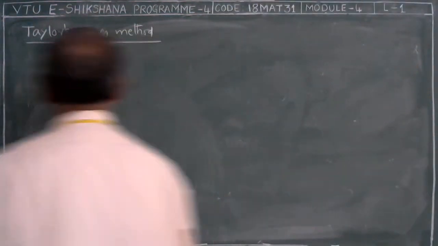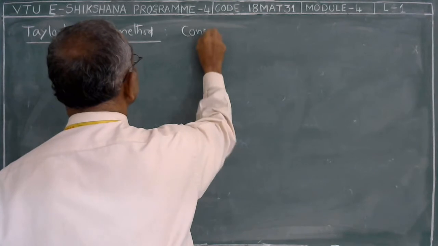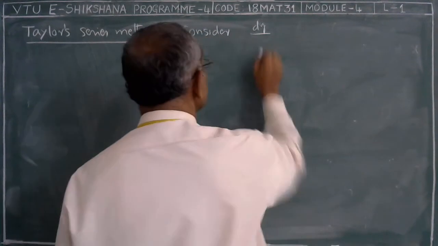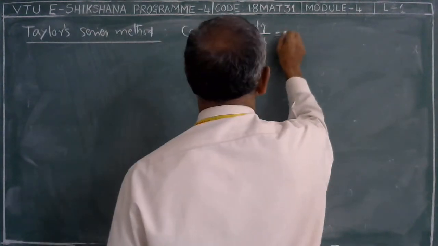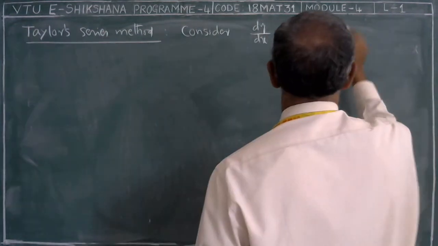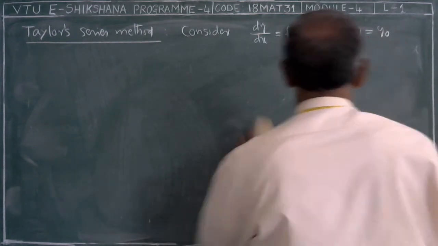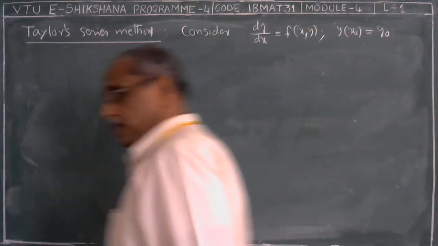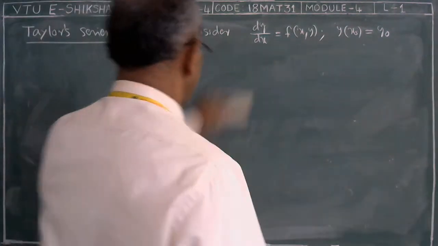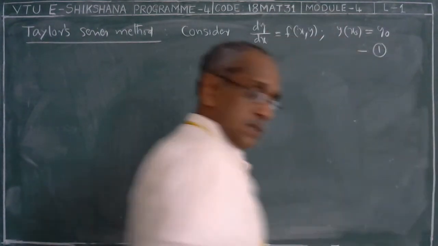So consider the initial value problem, that is a different ordinary differential equation of first order and first degree: dy by dx is equal to f of x comma y, with given initial condition y is y naught at x is equal to x naught. Call this equation number 1.